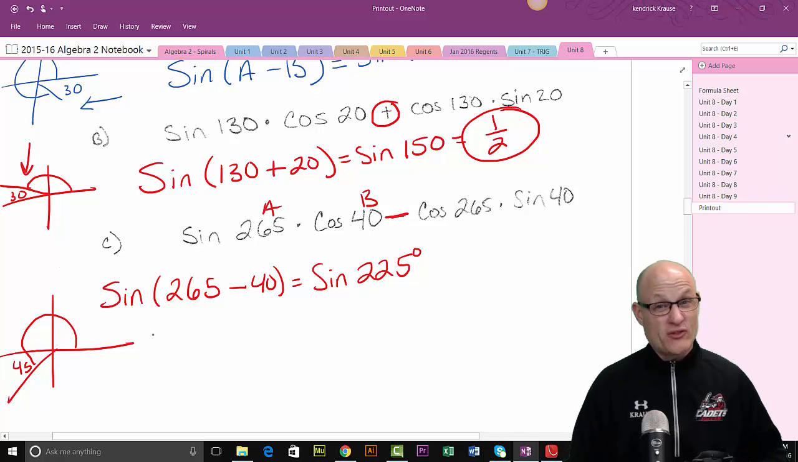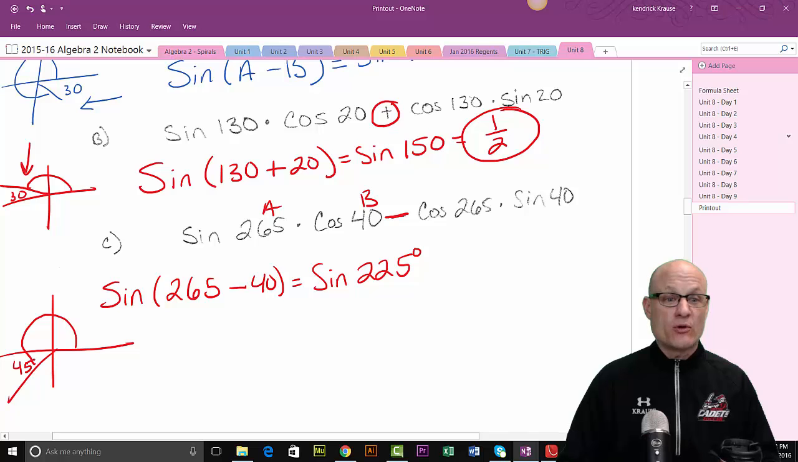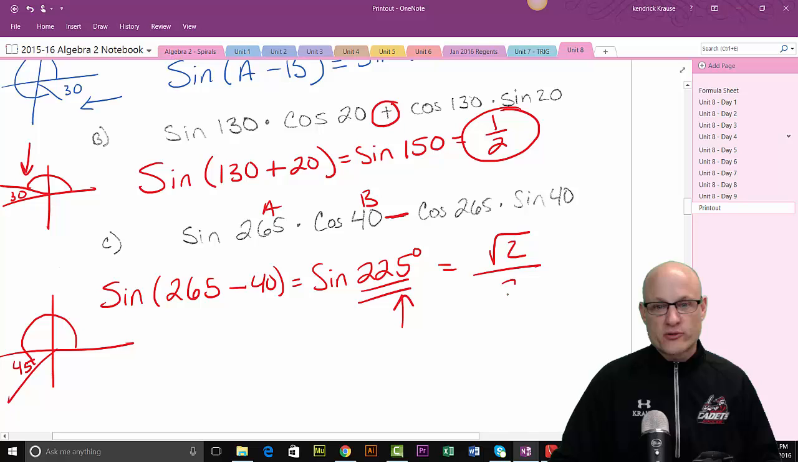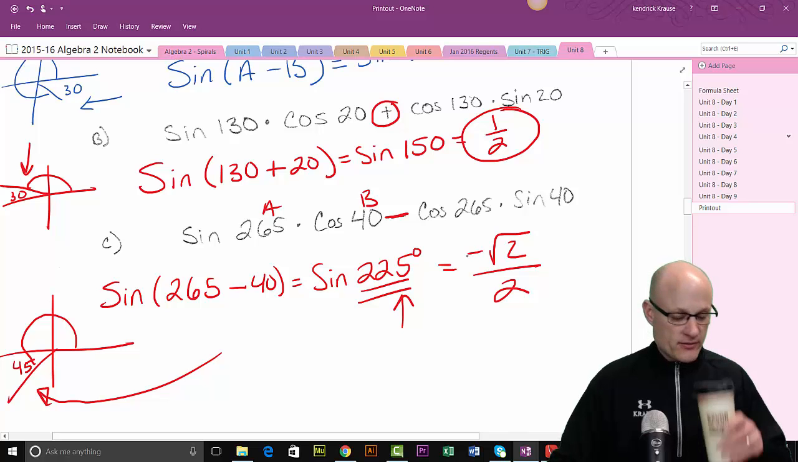Anytime I ask you for exact, it's going to be angles that you should be able to work with. So whatever angle, even though you may not have known that this had a reference angle of 45 degrees, you should know it's going to be one of the ones that's nice. And it ends in 5, so it's going to be 45. So the sine of 45 degrees is the square root of 2 over 2, but we are in the 3rd quadrant, so it is negative.